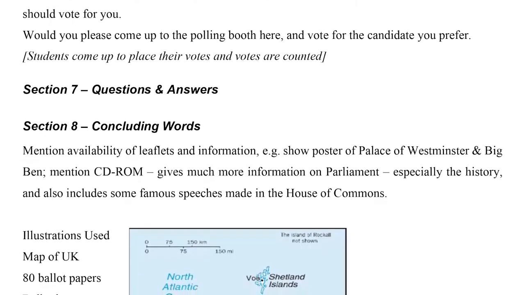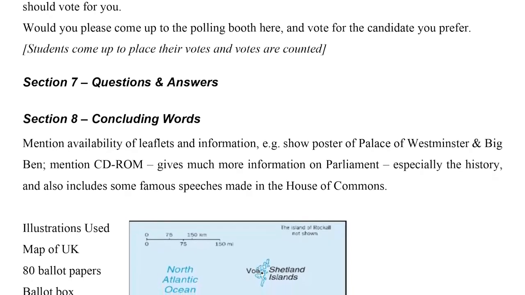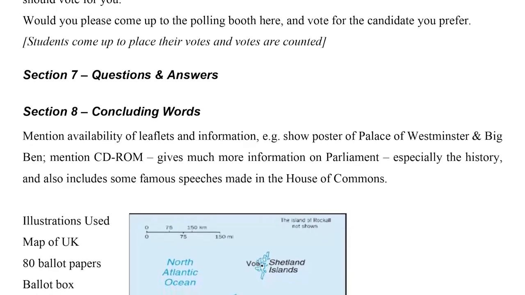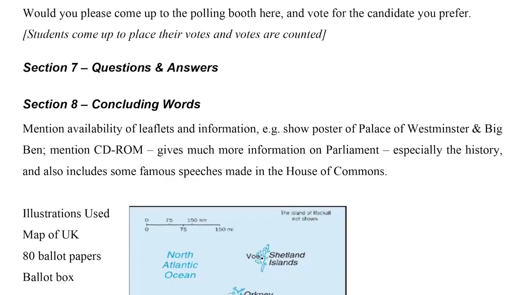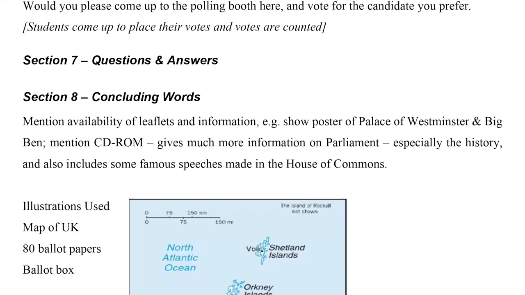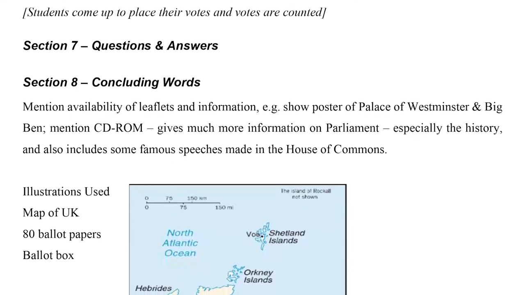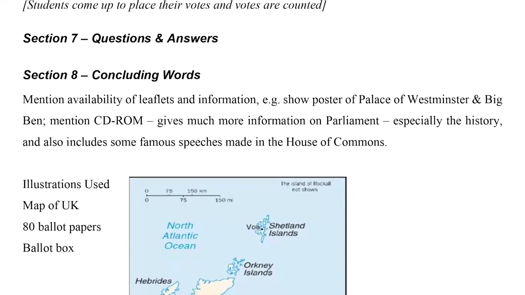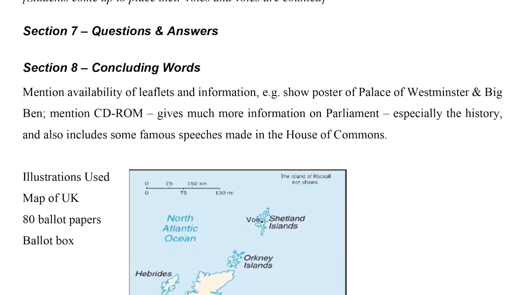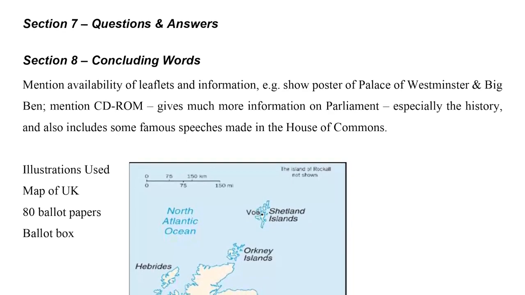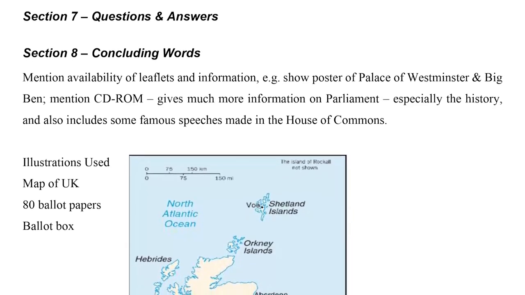Section 7, Questions and Answers. Section 8, Concluding Words. Mention availability of leaflets and information. Example, show poster of Palace of Westminster and Big Ben. Mention CD-ROM. Gives much more information on Parliament, especially the history, and also includes some famous speeches made in the House of Commons.